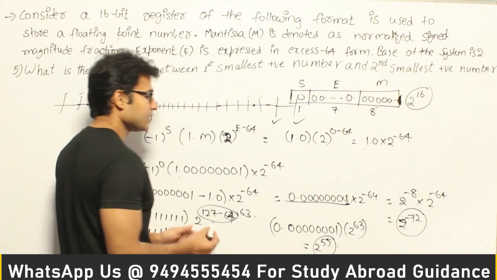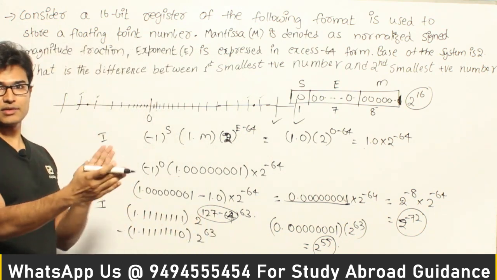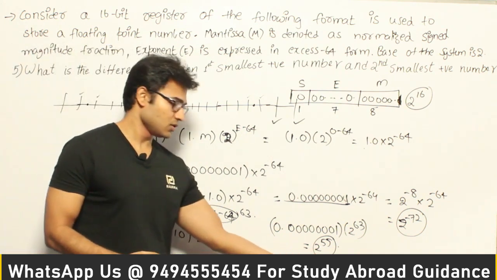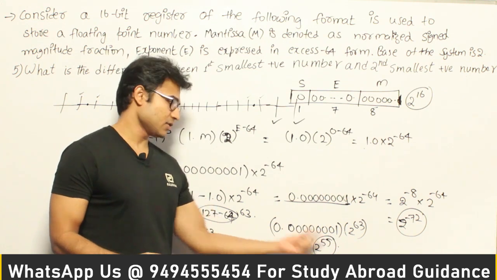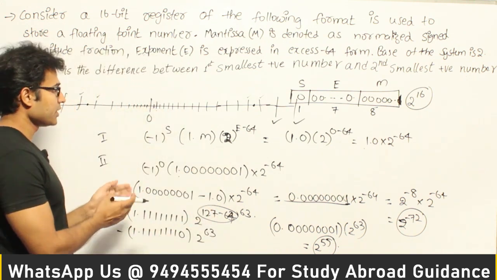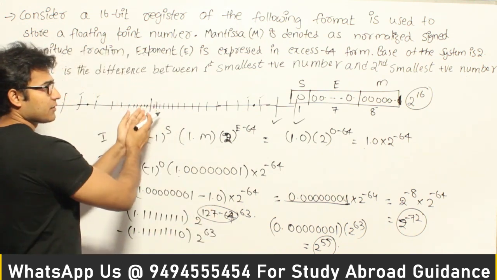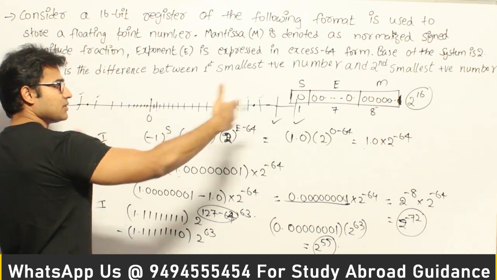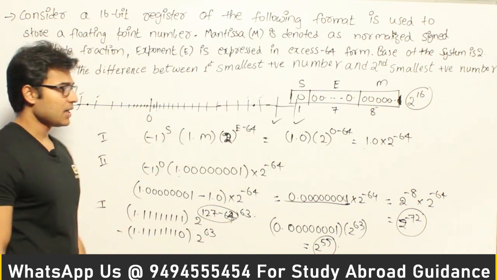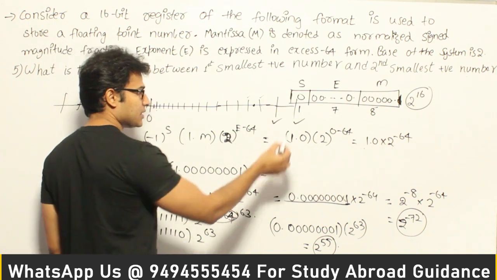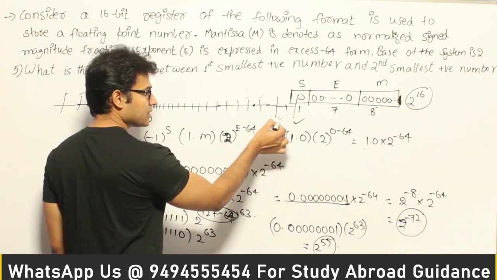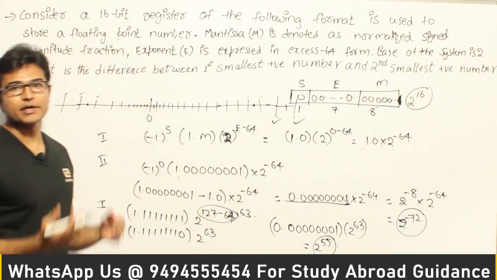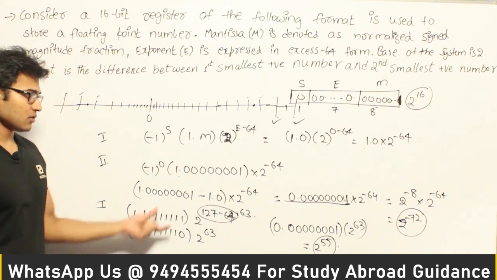So what does it mean? The difference between the highest number and the second highest number is very, very huge, 2 power 55. So this itself tells you that the numbers are densely packed near 0, and as we go away from 0, they are sparsely distributed. And once you represent any number between the first number and the second number, the error is going to be very high, right?